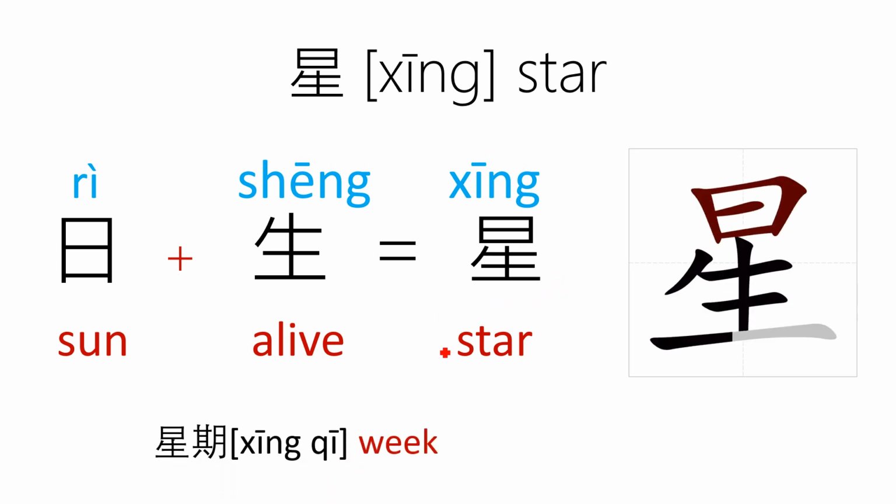So if we look at the word, 星 means star. 期 means period of time. So star and period of time means week. 星期, week.